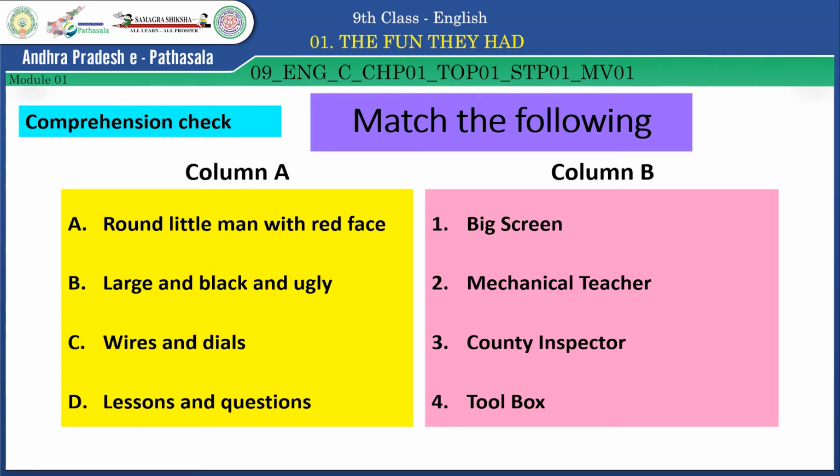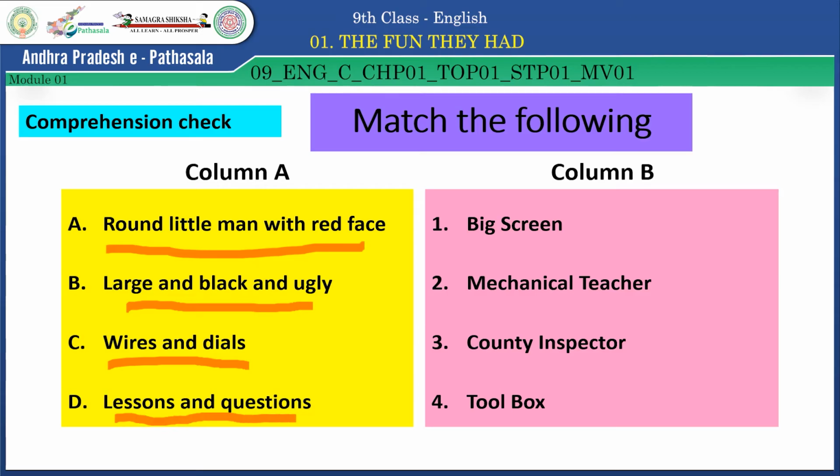In column A: a round little man with red face, large and black and ugly, wires and dials, lessons and questions. All these four words match with some other words in column B. Let's read the phrases in column B: big screen, mechanical teacher, county inspector, and toolbox.